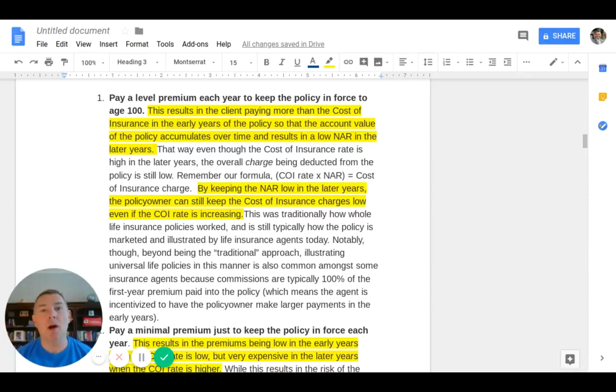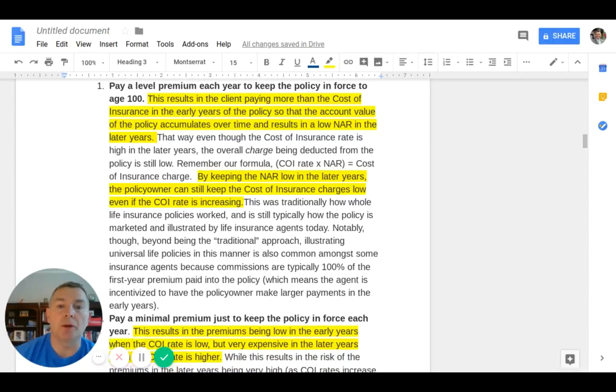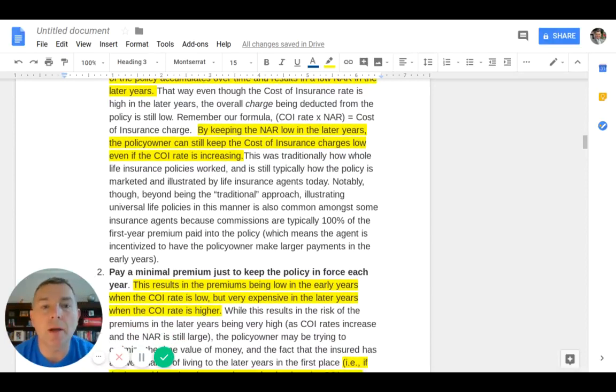Three things going on there. It's like watts, volts, and amps on electricity. You squeeze one, the other got to change, right? Same thing here. Squeeze cost of insurance rate, cost of insurance charge, and NAR, and all that changes. Just remember that. It's three things going on. This was traditionally how whole life insurance policies worked, and it's typically how the policy is marketed and illustrated by life insurance agents today.